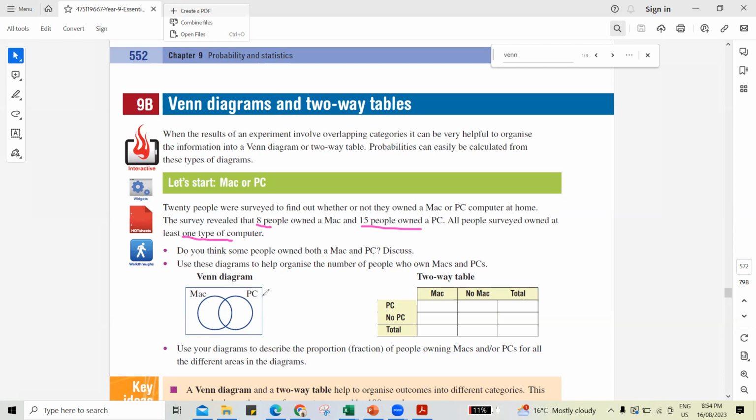Here it is given: 20 people. That's the total, 20. Mac, you have the table here, Mac, 8. That's the total Mac.